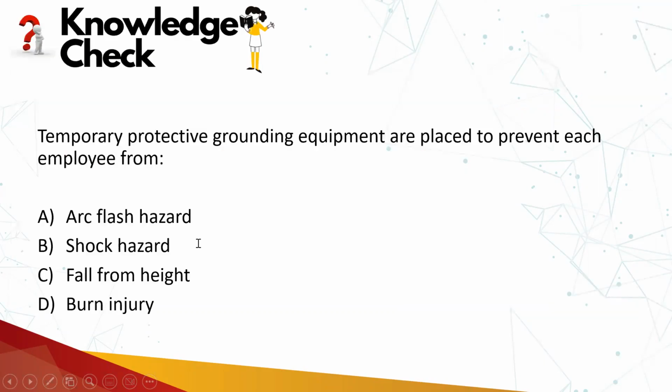Temporary protective grounding equipment is placed to prevent each employee from. So why are we putting those temporary protective grounds? To prevent each employee from shock hazard. We are not putting those temporary protective grounds to protect employees from arc flash hazard. No, this is basically to prevent employees from the shock hazard. So B is the right answer.